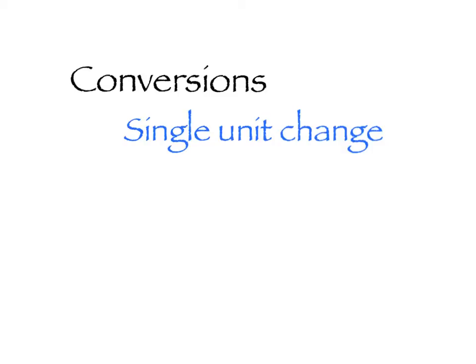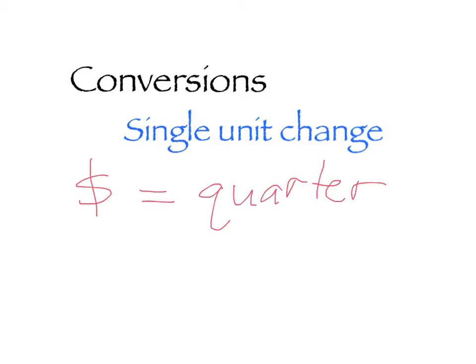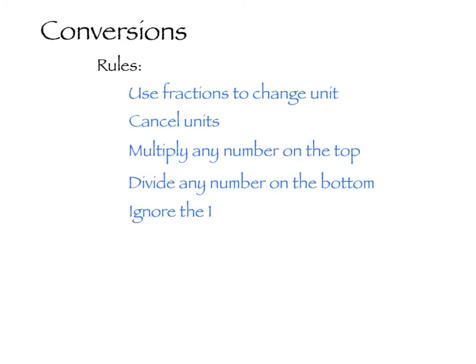In this tutorial, I'm going to tell you how to change units using a process called conversions or dimensional analysis, and we're going to focus on single unit changes. So whenever you have, for instance, dollars and you want to change it into quarters, this process is what we're going to do. These will all be just one unit changing, and we're going to use things called conversion factors or fractions. When you want to convert from one unit to the other, there's a couple of rules to follow.